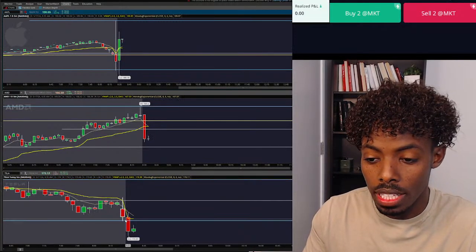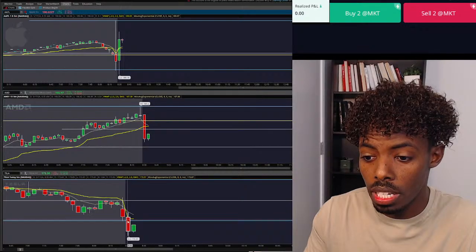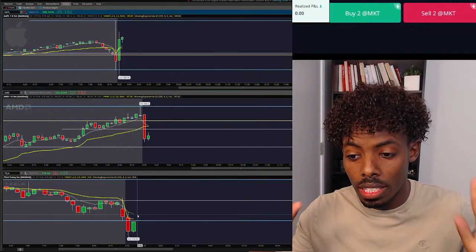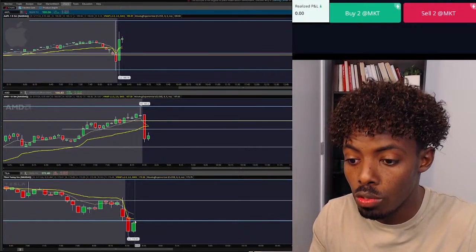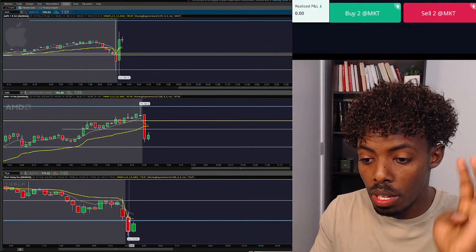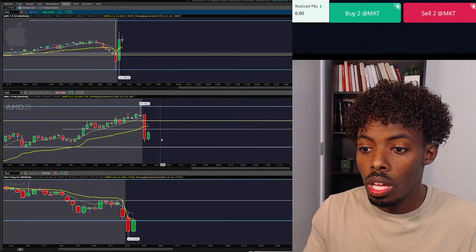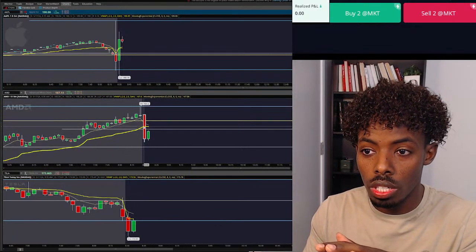Tesla just broke, so this 5 minute just closed here. Tesla closed below the VWAP as well as broke structure. So Tesla is essentially looking to move down, right? We have a 5 minute break below the VWAP as well as a break outside of the structure, the low. And this one, AMD, is within its structure.